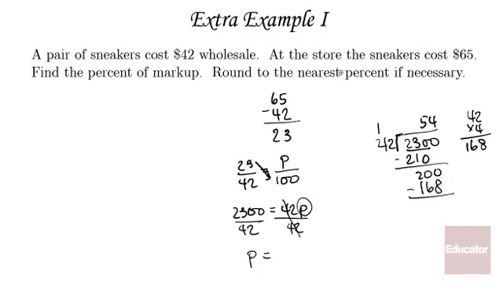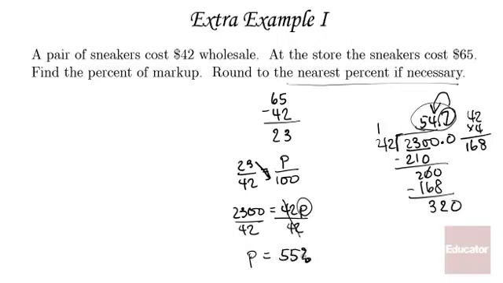168. This says to round to the nearest percent if necessary. So I'm going to find the next decimal place, and that'll tell me what to round to. 10 minus 8 is 2. I borrowed, so that's 9 minus 6 is 3. Put another 0. That's going to be about less than 8, about 7. So since it's a 5 or bigger, I would round that to 55%. So the percent of markup is about 55%.